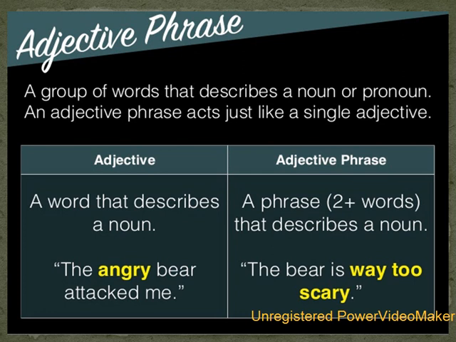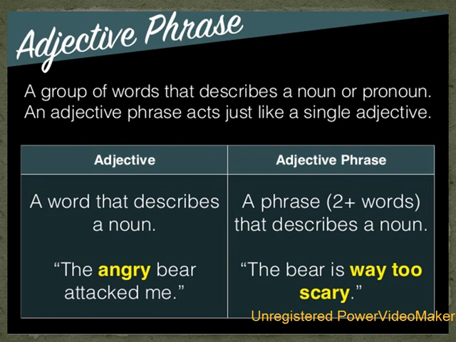Here on the screen you can see the difference between an adjective and what the adjective phrase means. What do you mean by adjective? A word that describes a noun. And what is an adjective phrase? A phrase which has two or more than two words that describes the noun. Here are other examples of adjective and adjective phrase. The angry bear attacked me. The bear is way too scary.